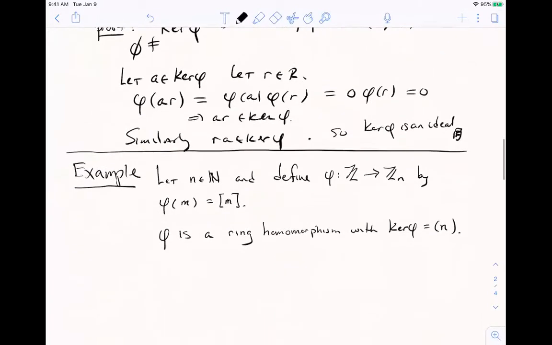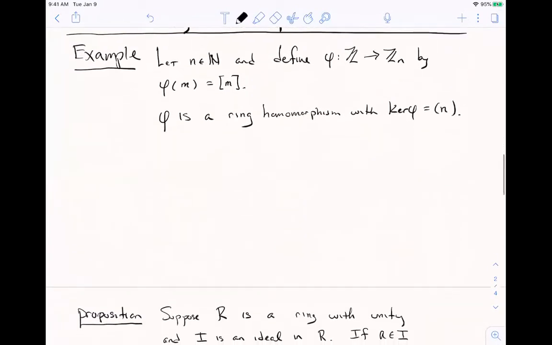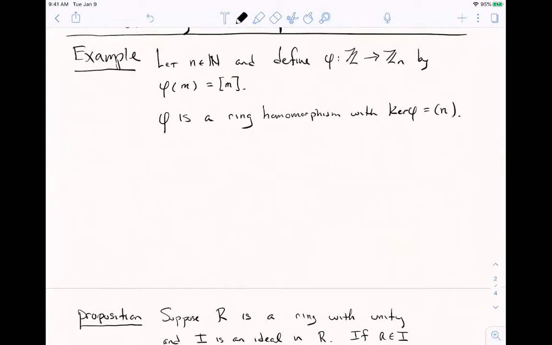Let's look at an example. We haven't had an example of a ring homomorphism. So fix a natural number, a positive integer n, and define phi from the ring of integers to the ring of integers mod n by sending an integer to its equivalence class. I claim that that map is a ring homomorphism and its kernel is the subgroup generated by n. It's the multiples of n.